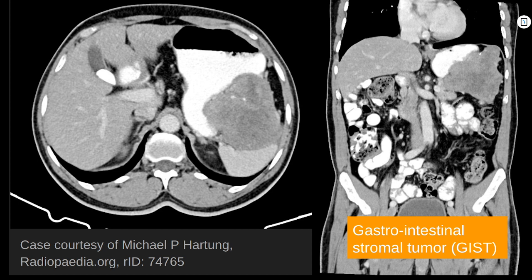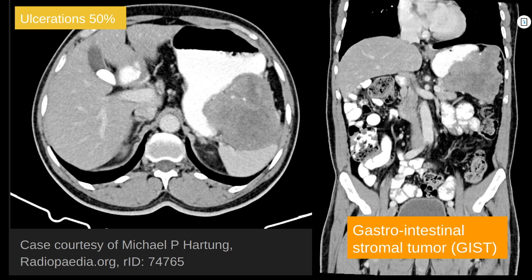These are the most common kind of mesenchymal tumors of the GI tract. They are defined by positive immunoreactivity to CD117, a tyrosine kinase growth factor receptor. Other mesenchymal tumors are not positive or may be weakly positive for CD117.